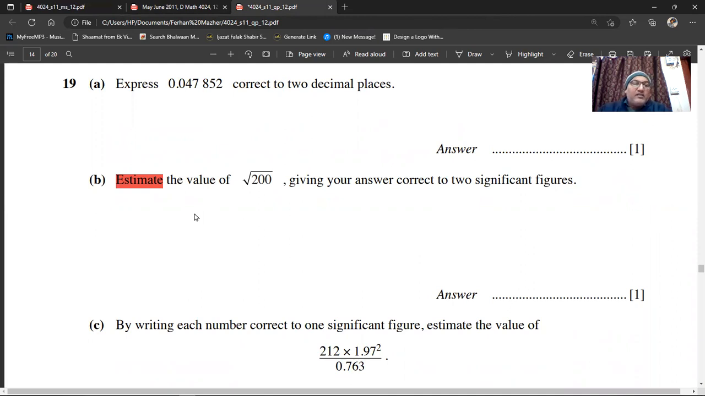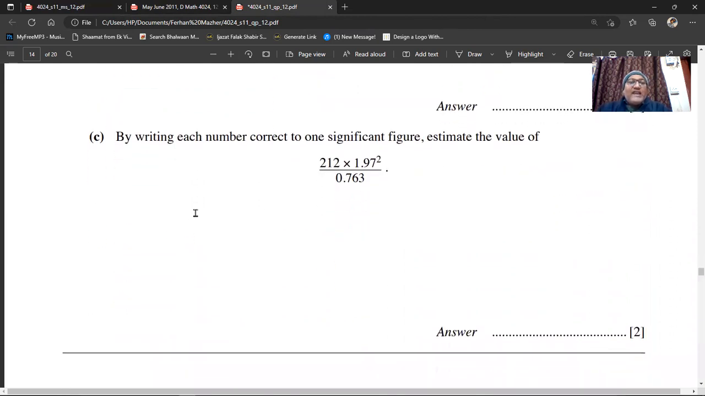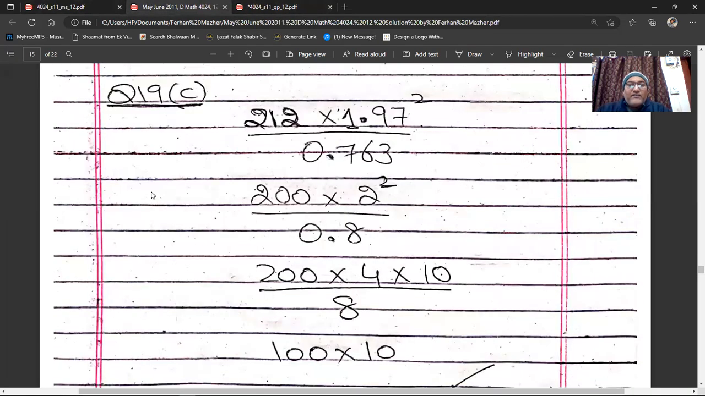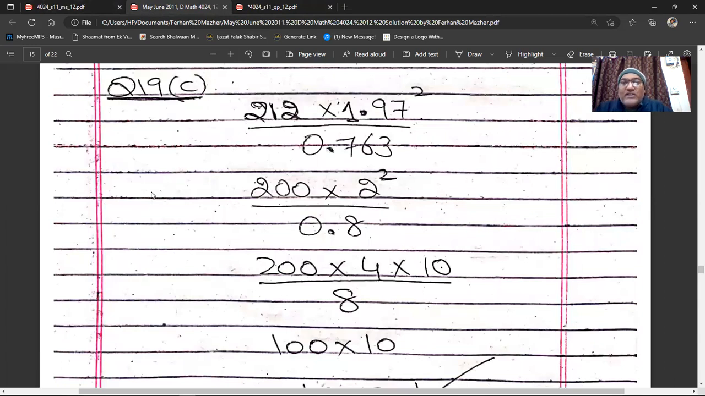Okay, again, we have by writing each number correct to one significant figure, estimate the value of 212. When I write it in one significant figure, it will be 200. 1.97 square, in one significant figure, will be 2 square. 0.763 in one significant figure will be 0.8. So here we have 200, 2 square, and 0.8.